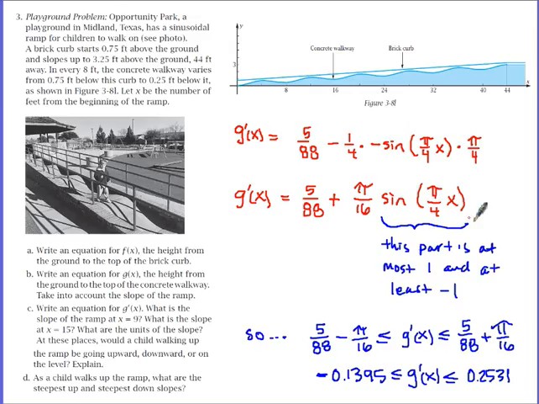This trigonometric part over here, this periodic part, varies between -1 and +1. So that means that pi over 16 multiplied by at least -1 and at most +1 is either negative pi over 16 or positive pi over 16. So we just need to take 5 over 88 and add or subtract that quantity. So g prime of x is always between these two values. That's why we get our steepest downslope of negative 0.1395 and our steepest upslope of 0.2531.